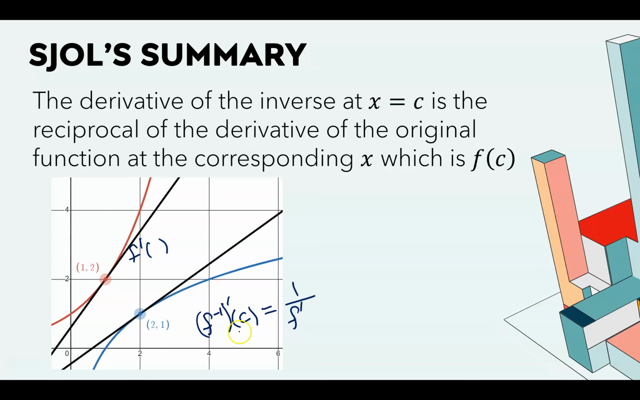Meaning, over here, if this c was, well, let's write out how I have it. 1 over f prime of f of c. Oh, gosh, I have that backwards. Well, let's do it with numbers. That wasn't great.